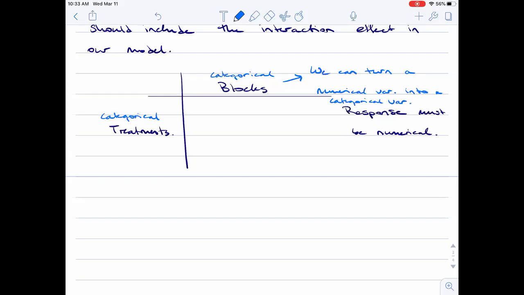Okay, so for your example, let's use our response as the blood alcohol level. What is that? I think it's BAC, blood alcohol content. That's hard to measure. And then your treatment.